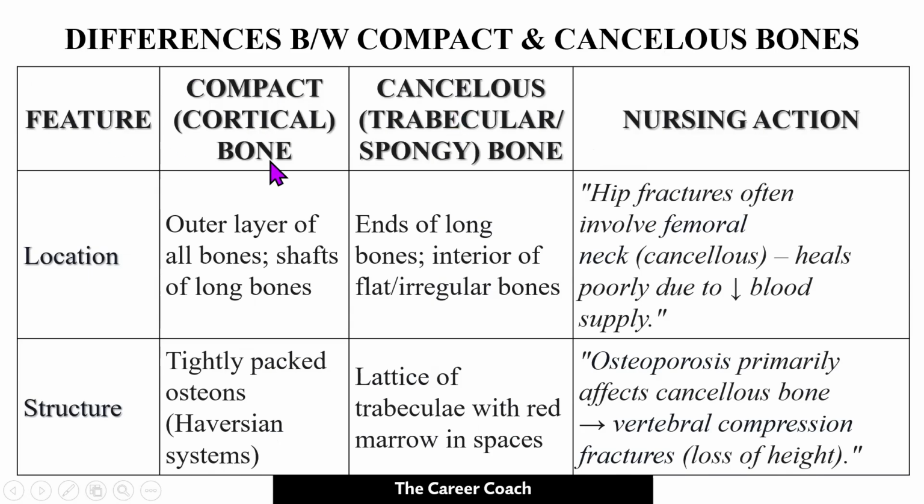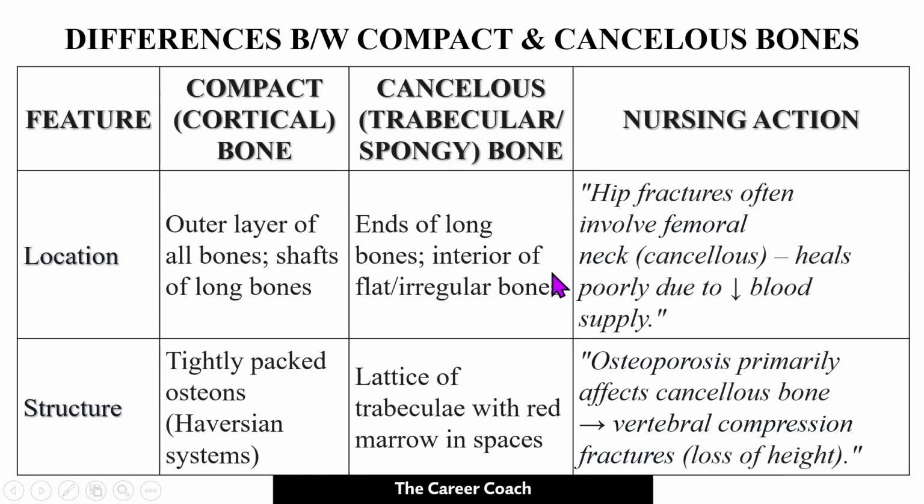We'll look at the location of compact bones, we'll look at the location of cancellous bone, and then we'll look at the nursing application of these bones. Location. Compact bones are located at the outer layer of all bones. They form the shaft of long bones. Cancellous bones, on the other hand, are located at the ends of long bones. They are found in the interior of flat and irregular bones.